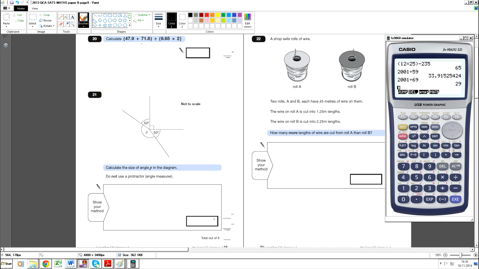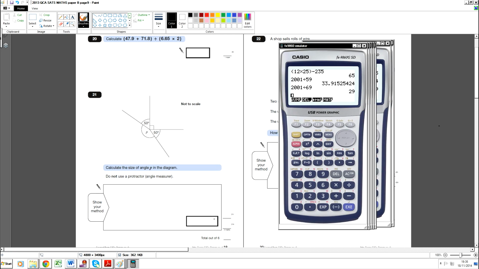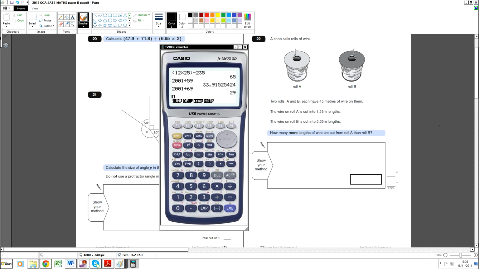Okay, right. Question number 20 says calculate this calculation. So let's put it exactly as we see it into the calculator. Can we use brackets, please, folks? We'll use brackets. 47.9 add 71.8.